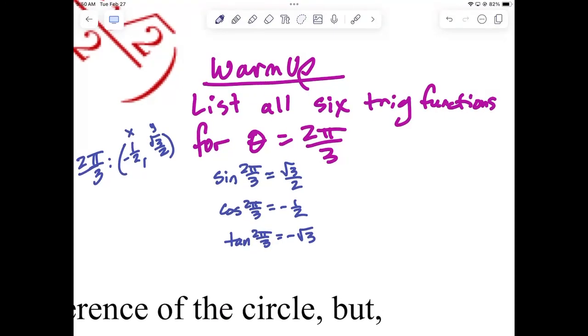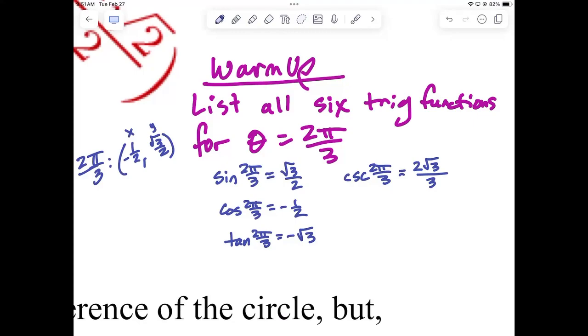Okay? Now we just list the reciprocals. Cosecant of 2 pi thirds. That's just the reciprocal of sine. That's the reciprocal of the y values. So that's the reciprocal of the square root of 3 over 2, which when we flip it and rationalize it, we get what? 2 square root of 3 over 3. Yeah, 2 root 3 over 3.